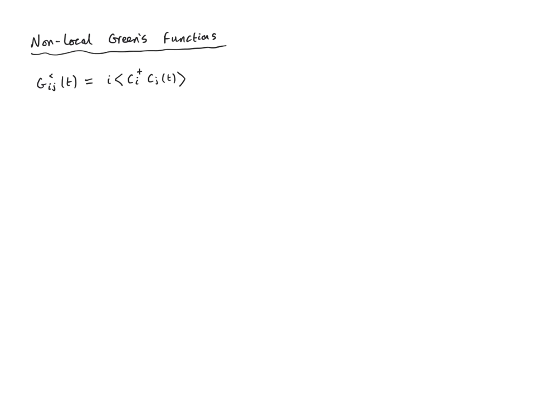For example, consider G lesser ij of t, where i and j now refer to different orbitals. This would be defined, as before, as i times the thermal expectation value of these operators. We have c dagger for orbital i and c of t for orbital j. We can write this out in the same way as before, using our definition of the time evolution of the operator and our expression for the thermal expectation value from statistical mechanics. Remember that these kets here are the many-particle eigenstates, and we're summing over all of those.